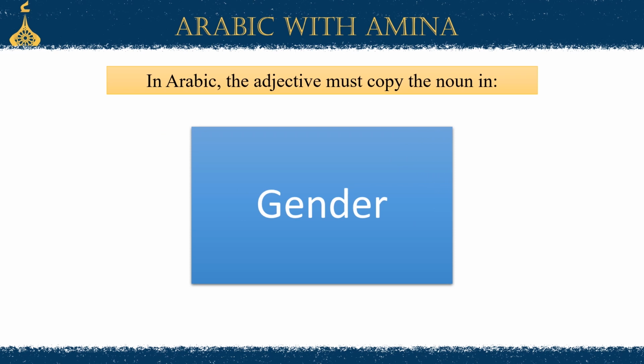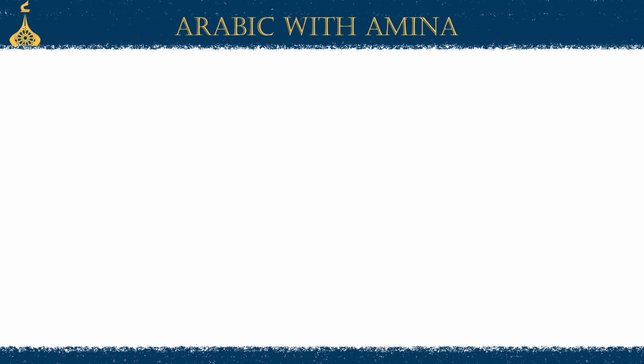When we say that the adjective must copy the noun in gender, that means if we are describing a feminine noun, we must use the feminine form of the adjective. And likewise, if we are describing a masculine word, the adjective must be in the masculine form. I talk about feminine and masculine words in a separate video you can check out. So let's take some examples and apply the adjective matching the noun in gender.